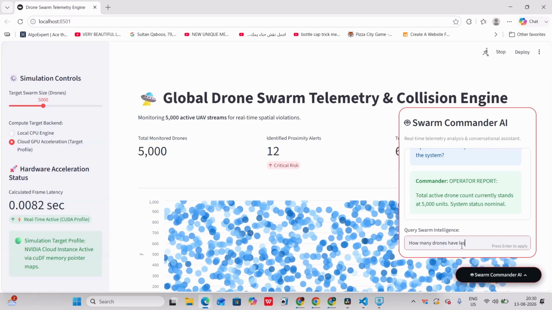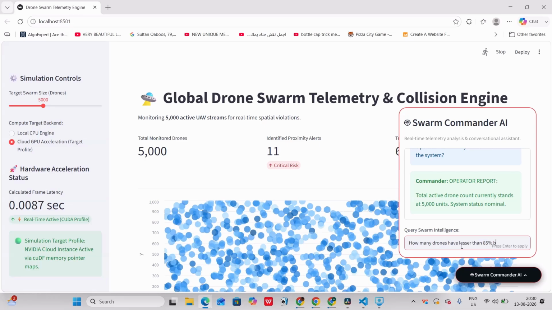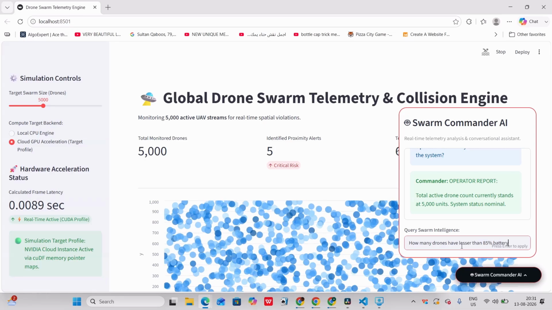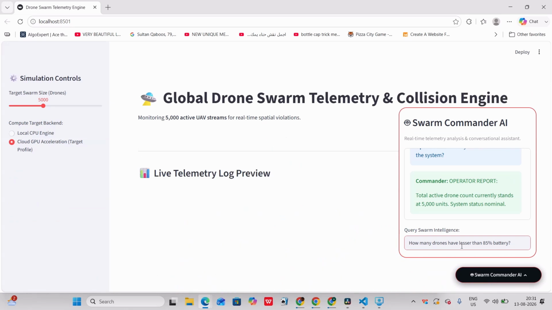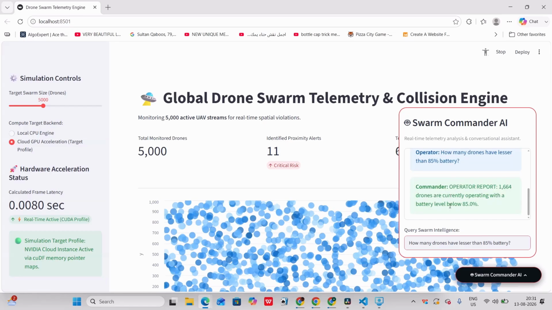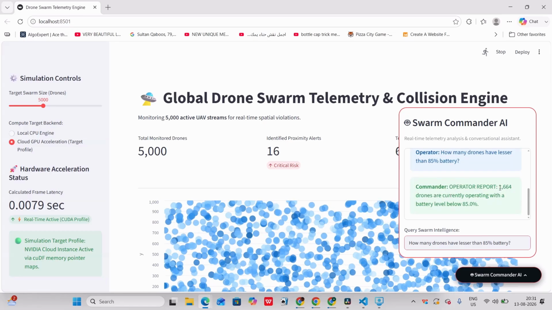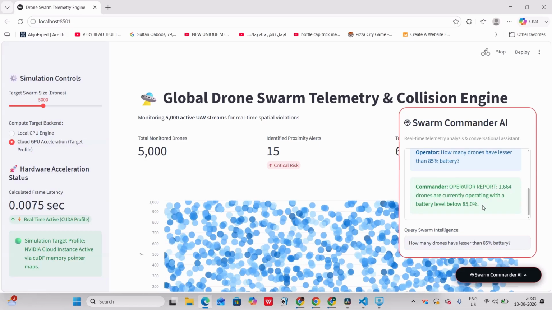If I ask how many drones have less than 85% battery, the AI chatbot analyzes the data and generates the answers. It answers 1,664 drones. This was my global drone swarm telemetry and collision engine.